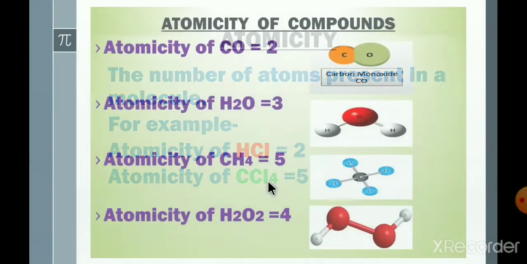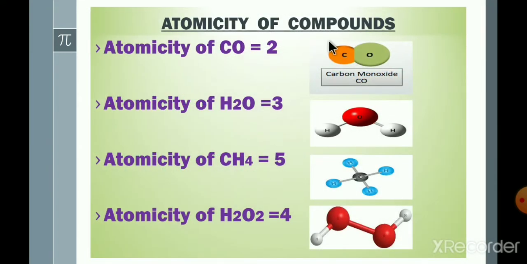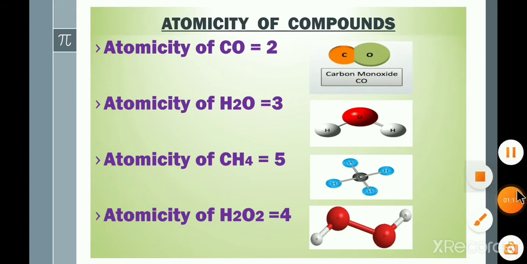Atomicity of CCl4, that is carbon tetrachloride, is 5 because there is one carbon atom and 4 chlorine atoms. Atomicity of compounds like carbon monoxide is 2, water 3, methane has atomicity 5 and hydrogen peroxide has atomicity 4. Students, here we have achieved third learning outcome, that is now you are able to write atomicity of molecules of compounds. Now let's see the video explaining the molecules of elements and molecules of compounds.